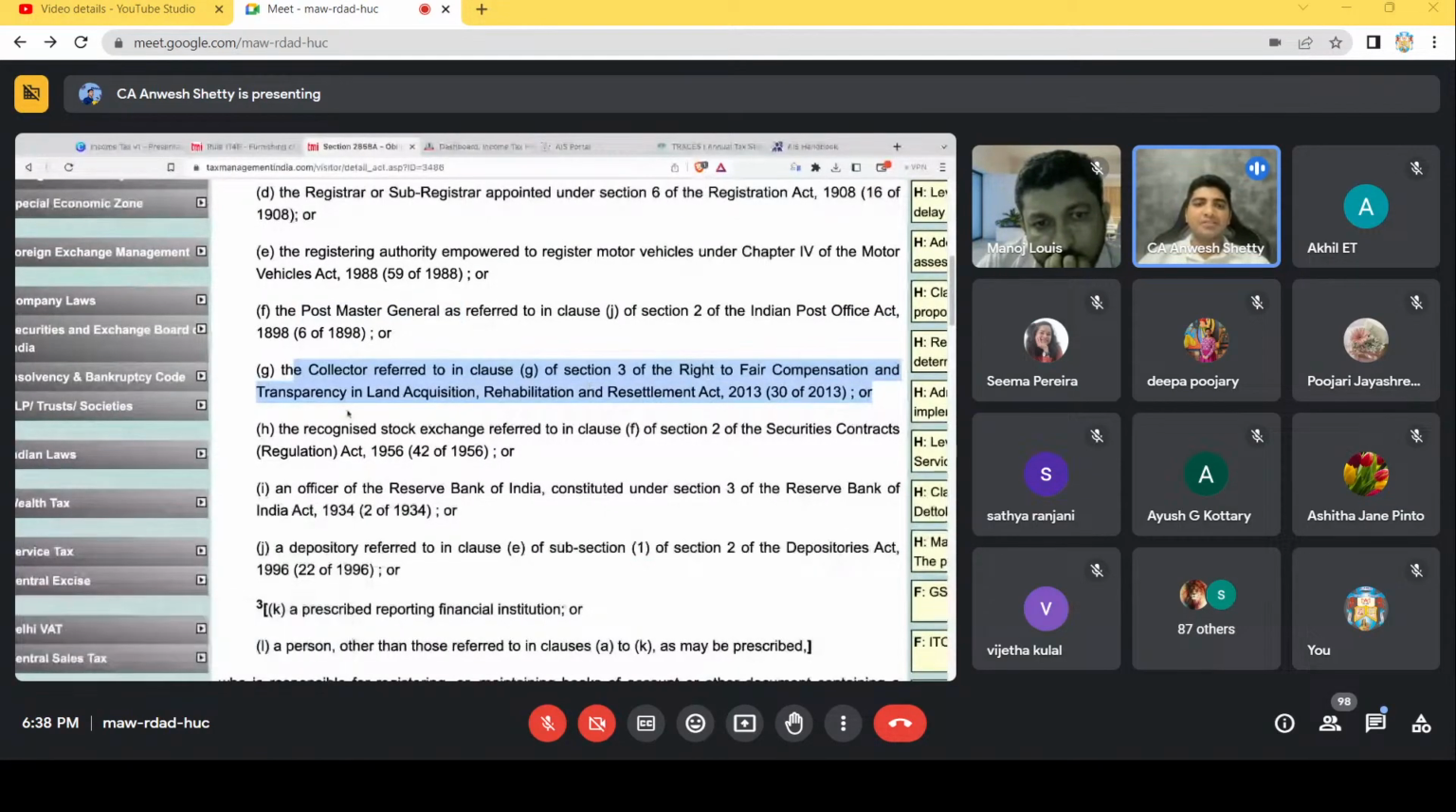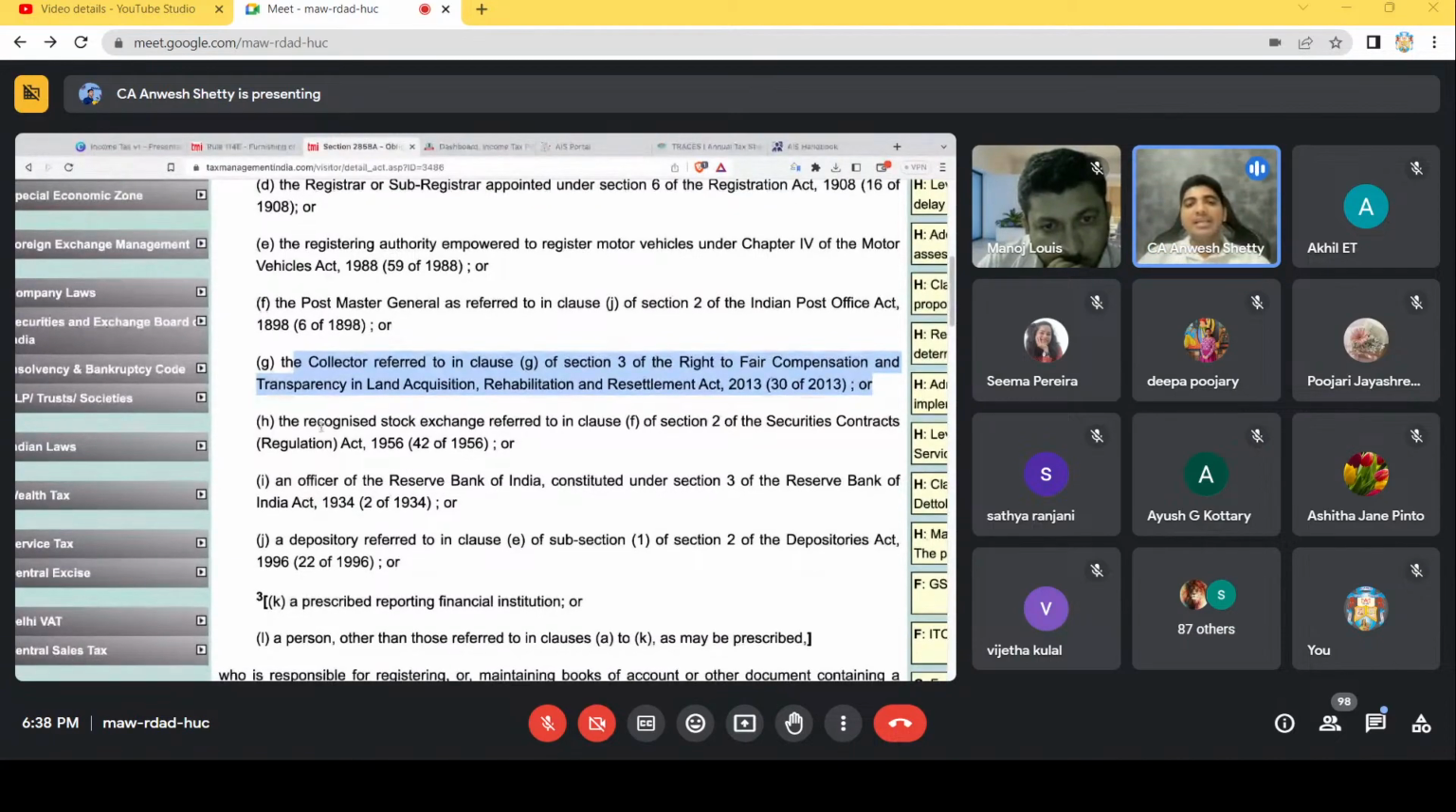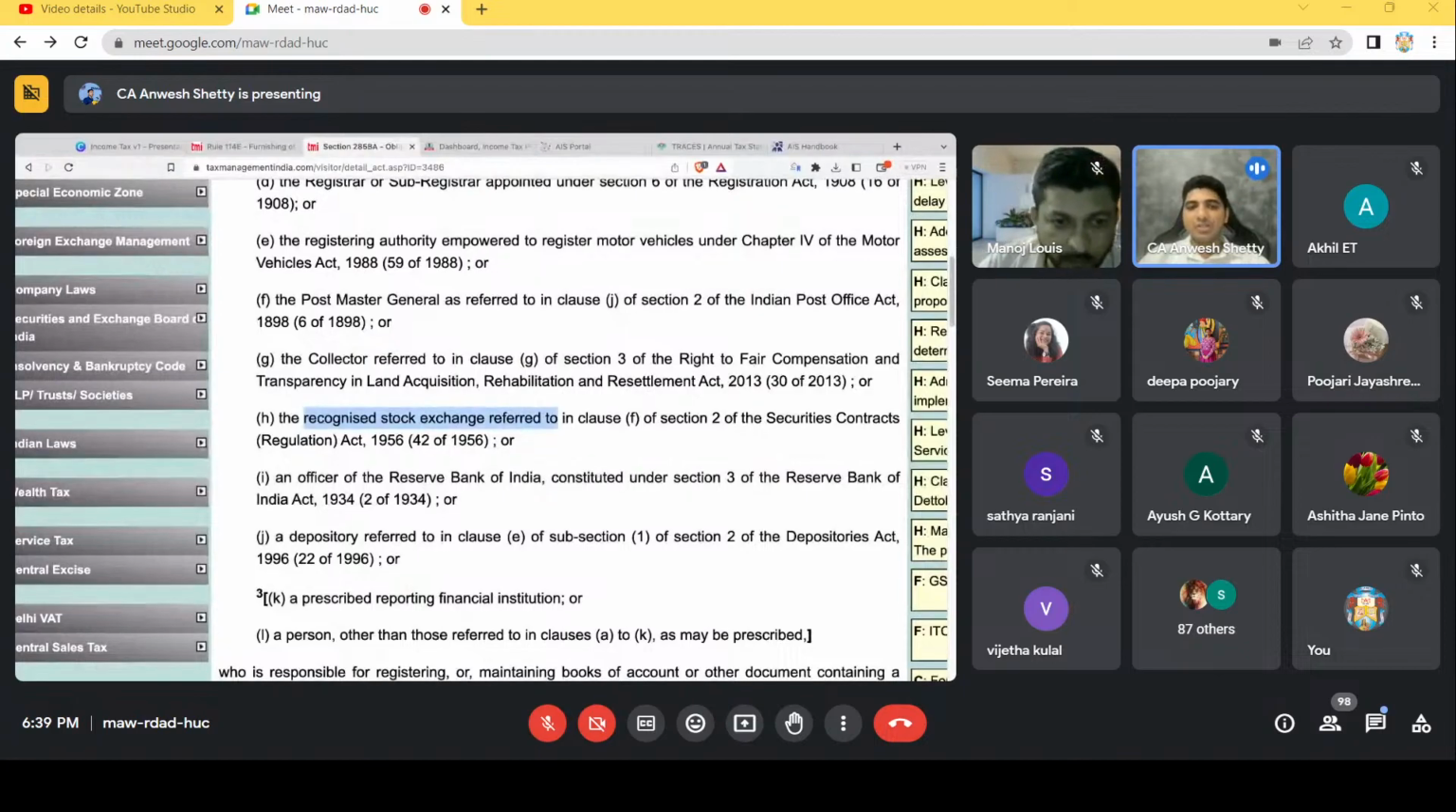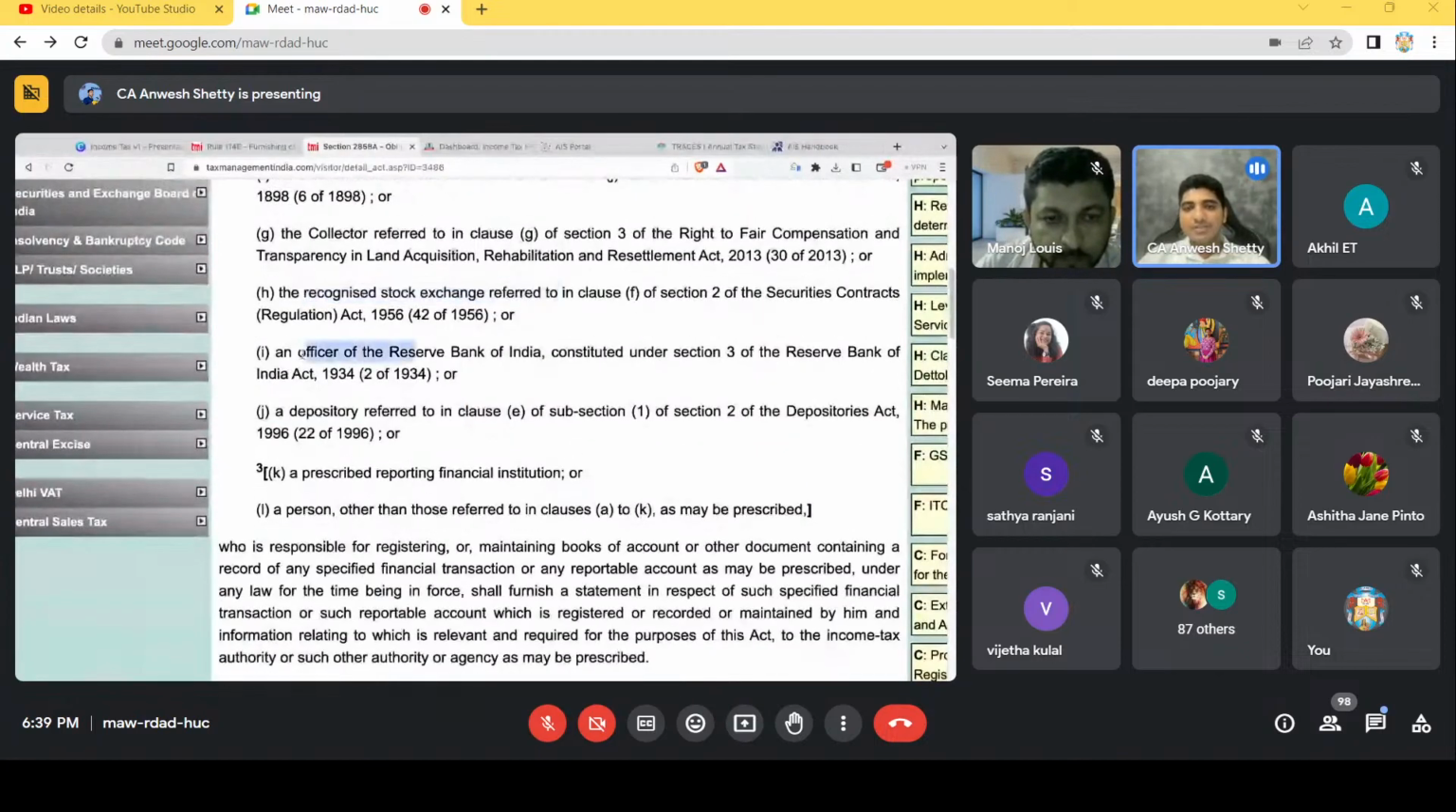At the same time, if your land is compulsorily acquired by the government under the Right to Fair Compensation and Transparency in Land Acquisition Act, the collector who has the power to purchase your land forcefully can also be compelled to give your information. And if you're dealing in stock exchanges, they can ask all the stock exchanges to give your information. They can also ask the officers of RBI; all the bank employees are called officers of the Reserve Bank of India. Even the income tax department can compel the bank employees to give information.